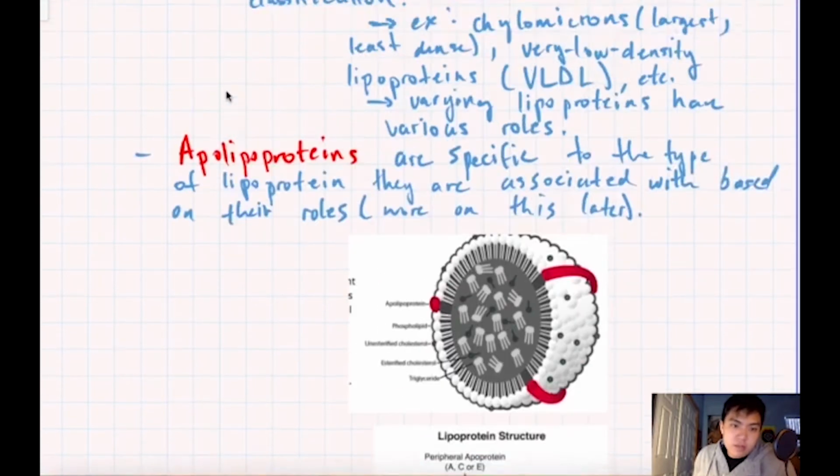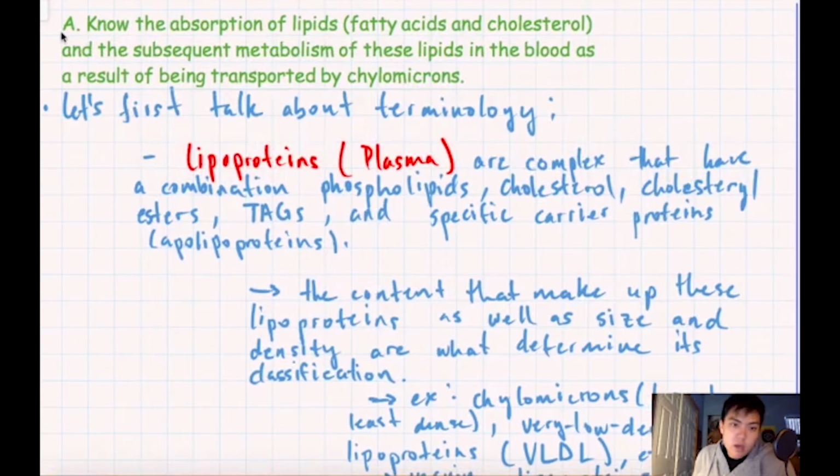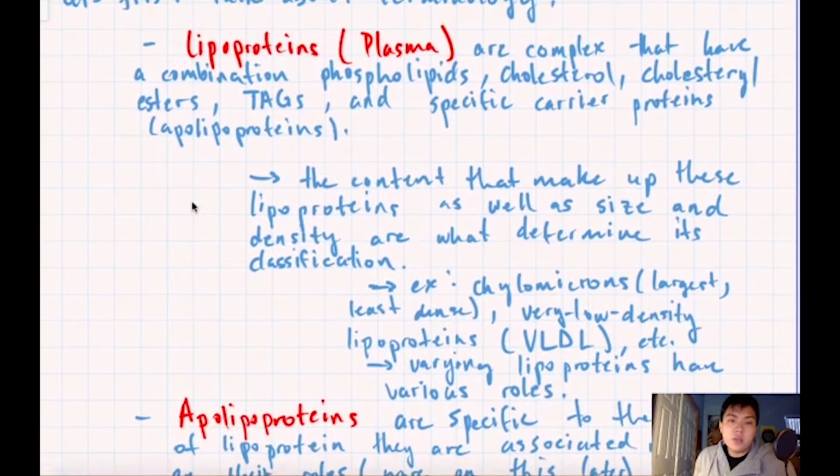All right, objective A: know the absorption of lipids, fatty acids, and cholesterol, and the subsequent metabolism of these lipids in the blood as a result of being transported by chylomicrons. Okay, before we do that, let's write some definitions.